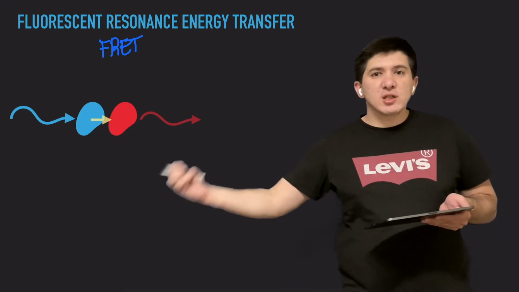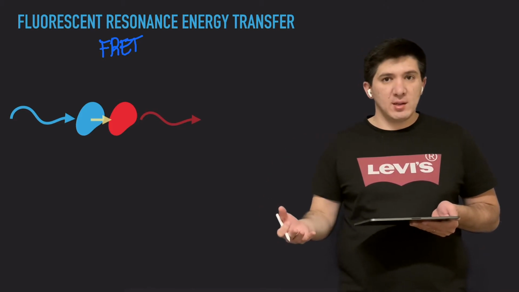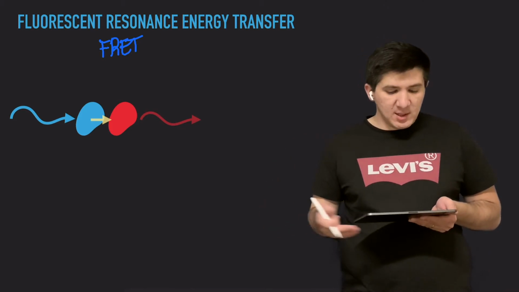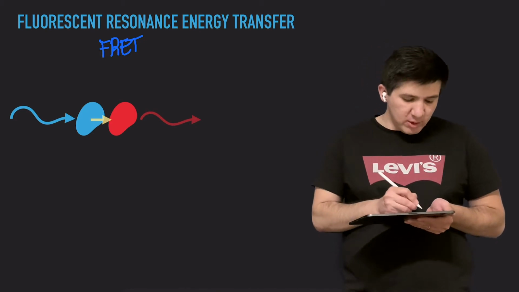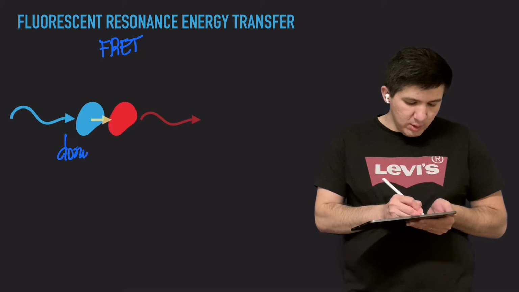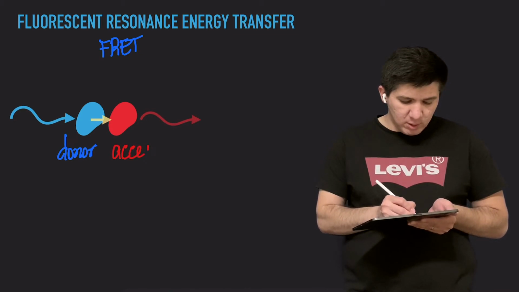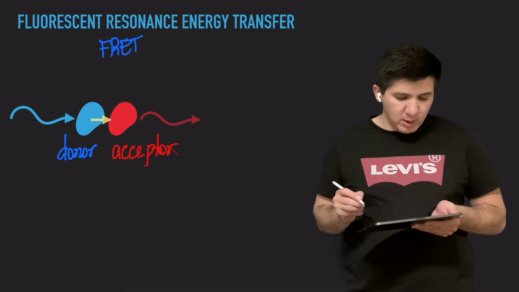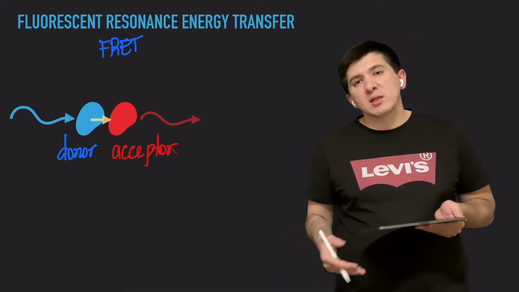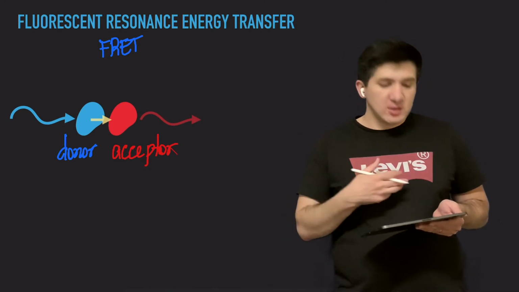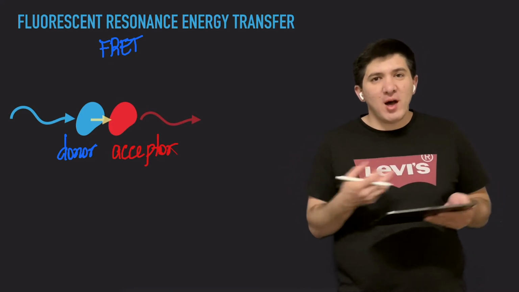So this energy transfer between the first fluorophore and the second is going to be called FRET, fluorescence resonance energy transfer. I'm going to call the first fluorophore a donor, and the second fluorophore is going to be called an acceptor. So there are a couple of factors which affect the strength of the FRET signal, or the strength of this process.